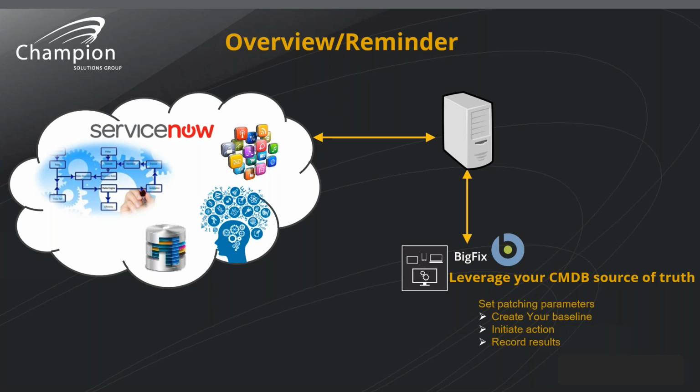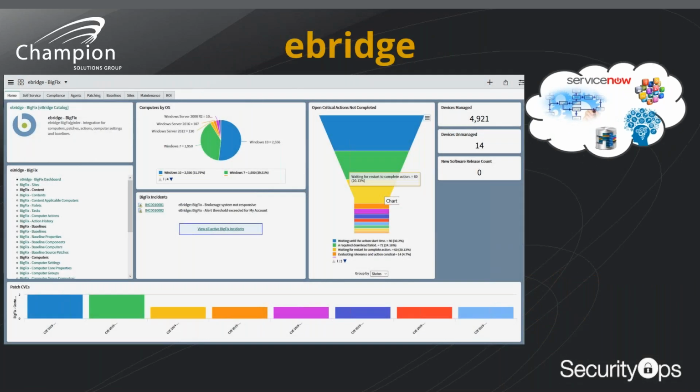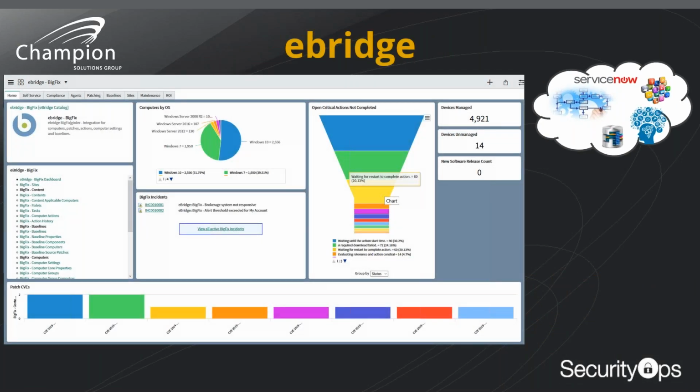Today, I'm just going to talk about what you get with ebridge. The whole idea was to help you do your patches, create your baselines, initiate actions, and of course, take all that wonderful data, or at least a lot of that data that sits in BigFix, and populate your CMDB. So that's really the focus here. What I have is a default dashboard view of what it would look like if you enable this inside of your ServiceNow instance. And again, as I had talked about, there's a lot of information in BigFix from your endpoints.